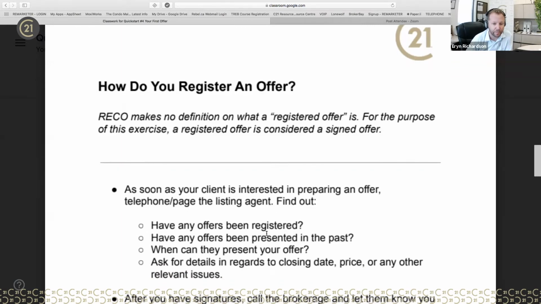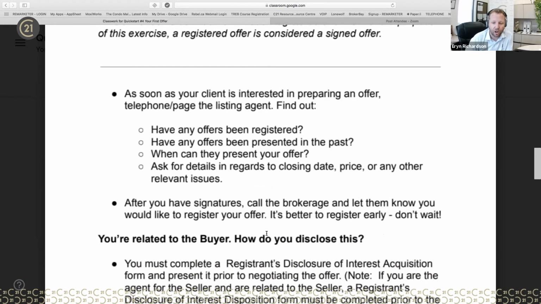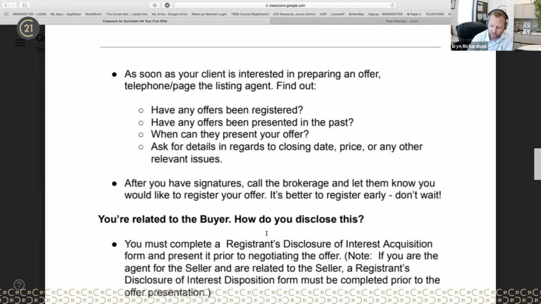So as soon as your client is interested, make sure to give that agent a call. Tell them that they're interested and ask those questions. Ask: have any offers been registered or presented in the past? When can they present the offer? These are more questions to ask. And then call the brokerage after you've got that offer ready and let them know that you want to register an offer. You're going to use that term because it is a term that we have come up with as an industry to stay organized.